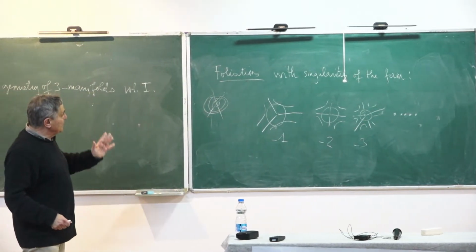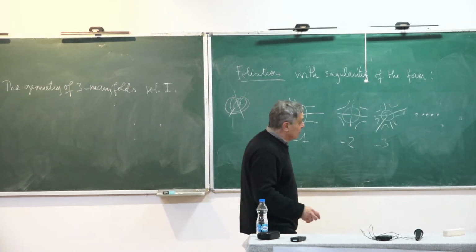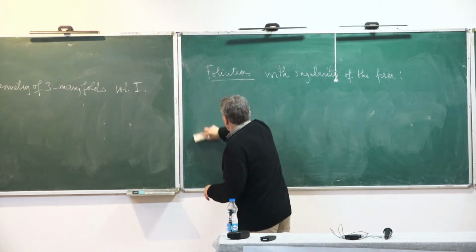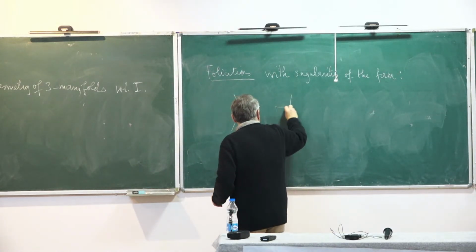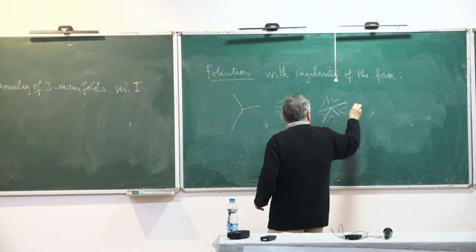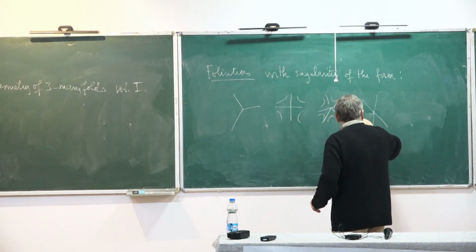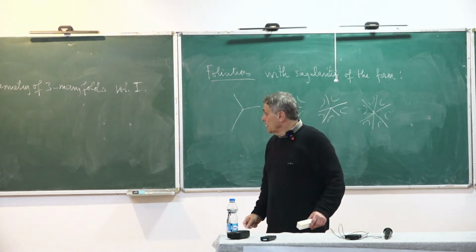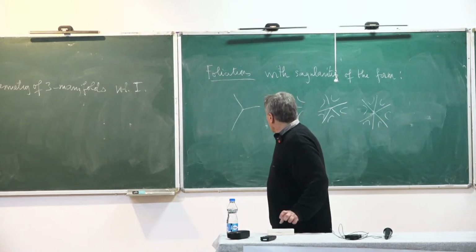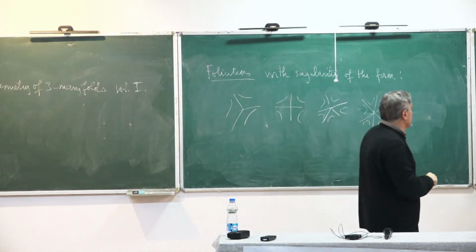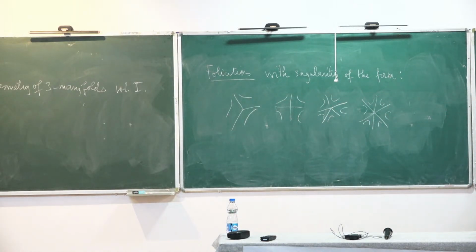Yes. Okay. So we have foliations with singularities of the following form, either this or this or this, and so on, 6. Now we want to construct at least one, say, and then you will see how you can construct many.